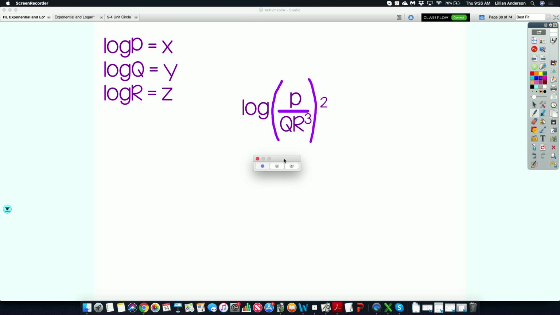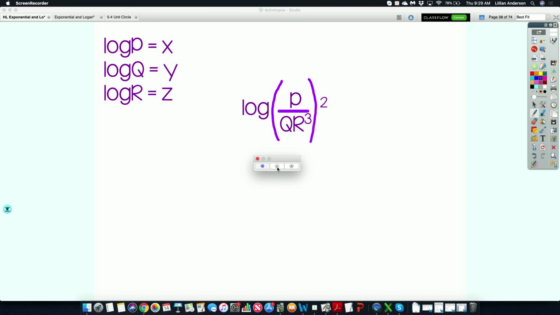I want you to write this logarithm in terms of x, y, and z. So log p is equal to x, log q is equal to y, and log r is equal to z. You have to rewrite this logarithmic expression in terms of x, y, and z. Give it a try. Remember, the trick with these types of problems is that you want to fully expand the logarithm, so that you can replace log p, log q, and log r with x, y, and z.